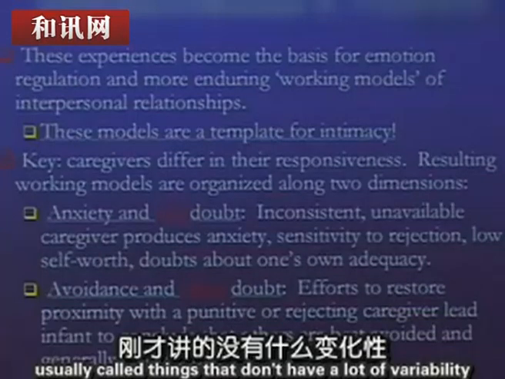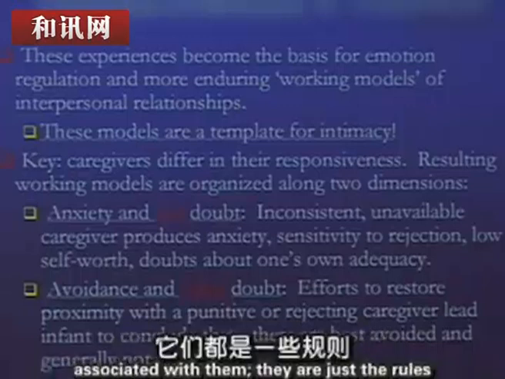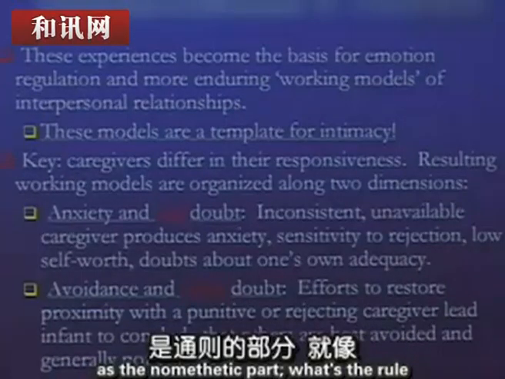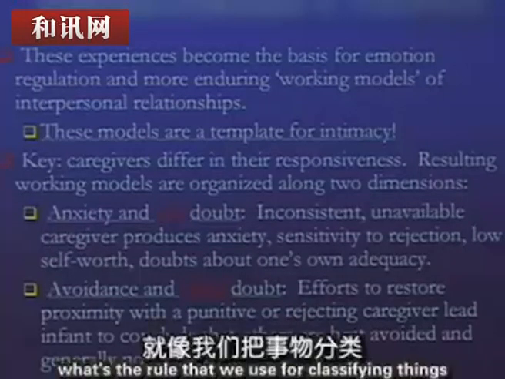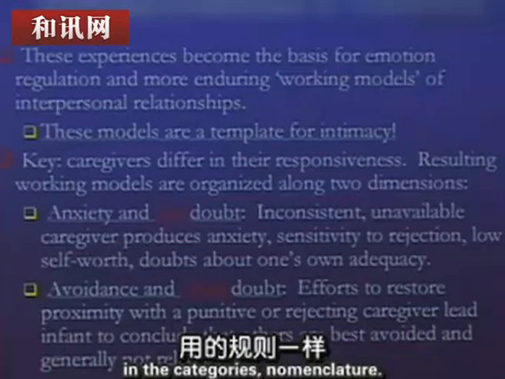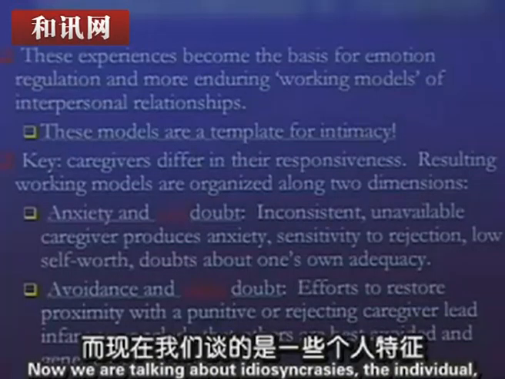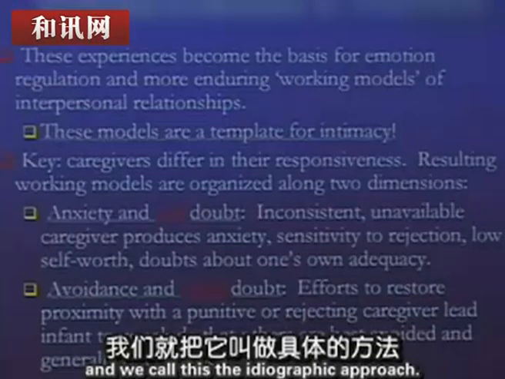We usually call things that don't have a lot of variability associated with them, that are just the rule, the nomothetic part. What's the rule? Like the word nomenclature. What's the rule that we use for classifying things into categories? Now we're talking about idiosyncrasies, the individual, and we call this the idiographic approach.